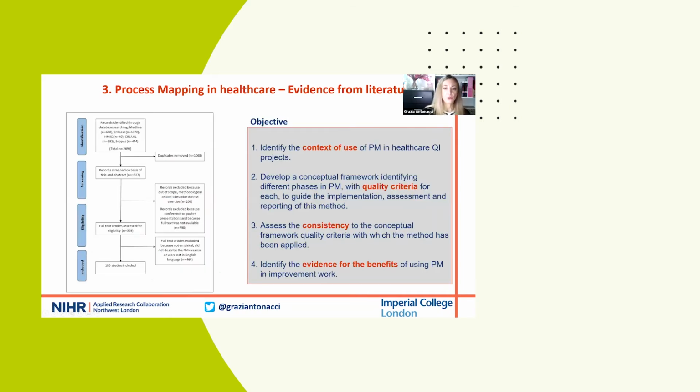In the systematic review, I reviewed methodological literature and 105 empirical studies with the objective to identify the context of use of process mapping in healthcare improvement projects, and develop a conceptual framework identifying the phases of process mapping with quality criteria for each to guide the implementation, assessment, and reporting of this method. Then I also assessed the consistency of these quality criteria with which the method has been applied. And finally, I also identified the evidence of the benefits of using process mapping in improvement work.